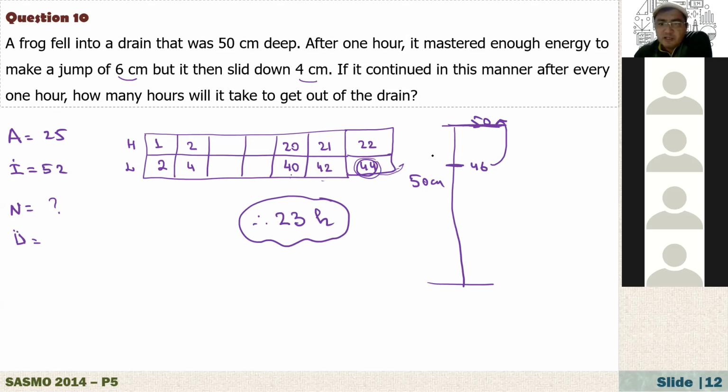Okay, because here, when you are 44 centimeters up, right? Now you can just jump 6 centimeters in 1 hour. You're already outside the well, or outside the drain. So you don't have to come down, right? Yes. That is a tricky point here. That's why in 23 hours, he will be outside the drain.